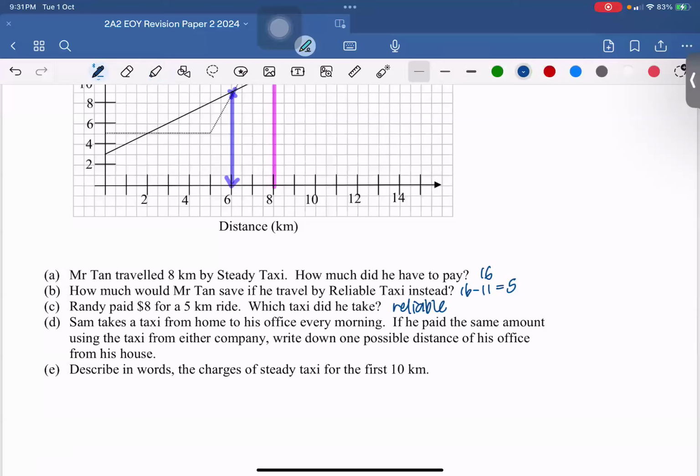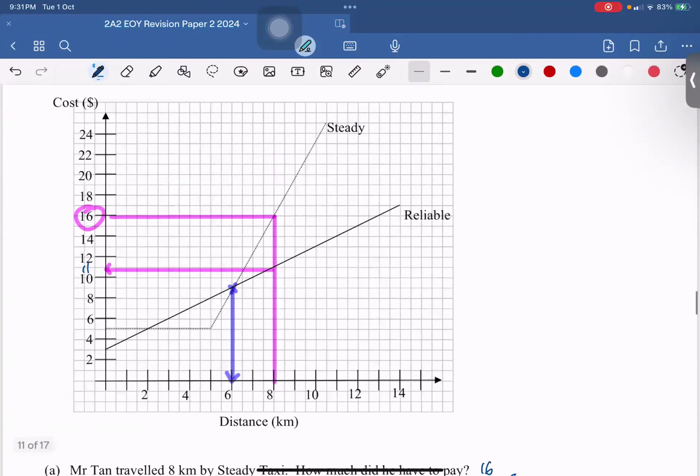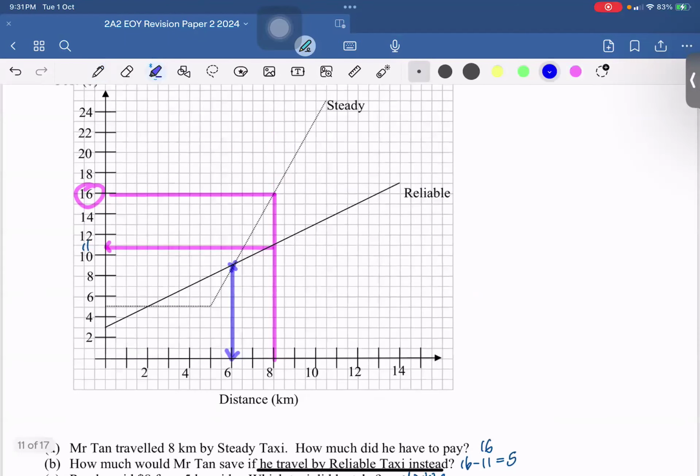Then next one, describe in words the charges for the first 10 kilometer. Steady taxi, first 10 kilometer. What happening here for the first 5 kilometer? Constant. Flat rate. Flat rate of how much? $5. Okay, flat rate of $5 for the first 5 kilometer.